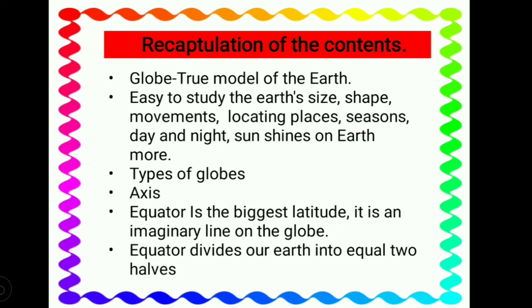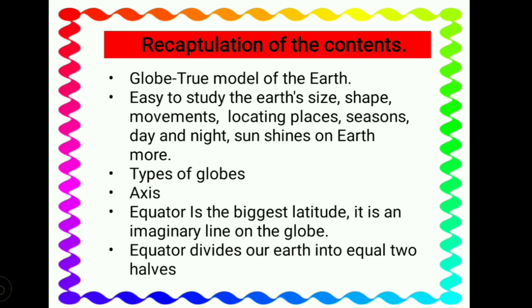And now a recapitulation of this content. The globe is a true model of the earth. By the globe, we can study the earth's size, shape, movements, locating places, seasons, and day and night, and how the sun shines on the earth. These we can easily understand with the help of the globe. And the types of globes are small globes, balloon globes, and pocket globes.